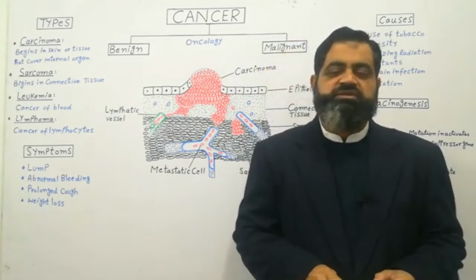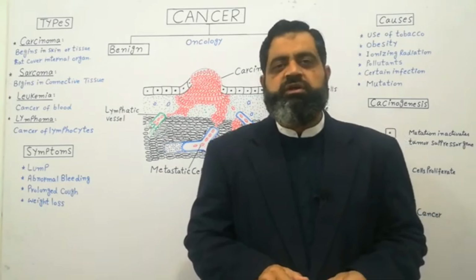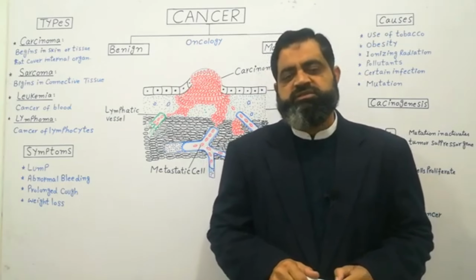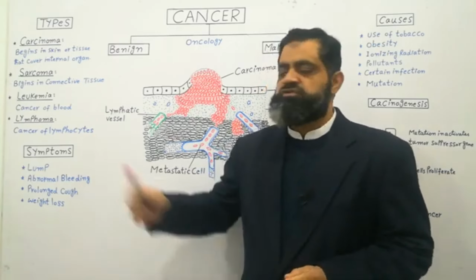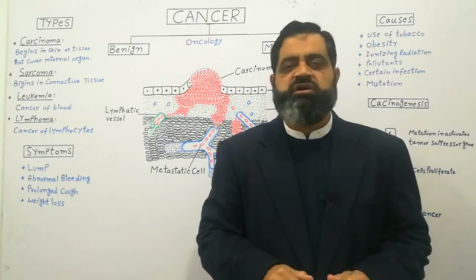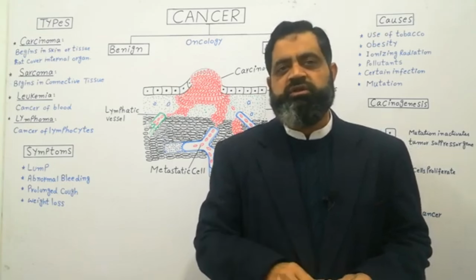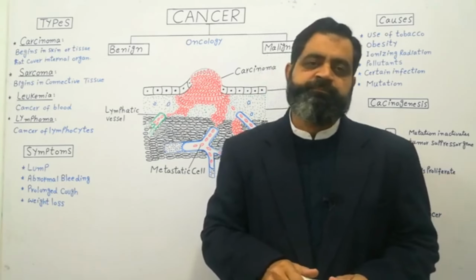The fourth type of cancer is lymphoma. Lymphoma is a cancer of special immunity cells which are known as lymphocytes. Lymphocytes are special white blood cells which are responsible for immunity in our body. So the cancer of lymphocytes is known as lymphoma.